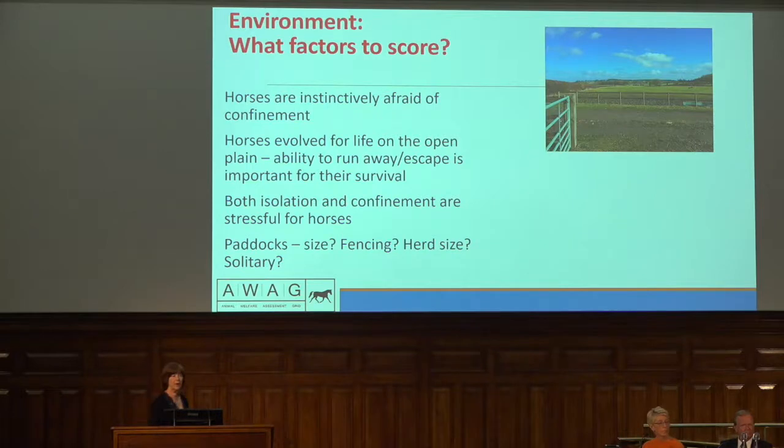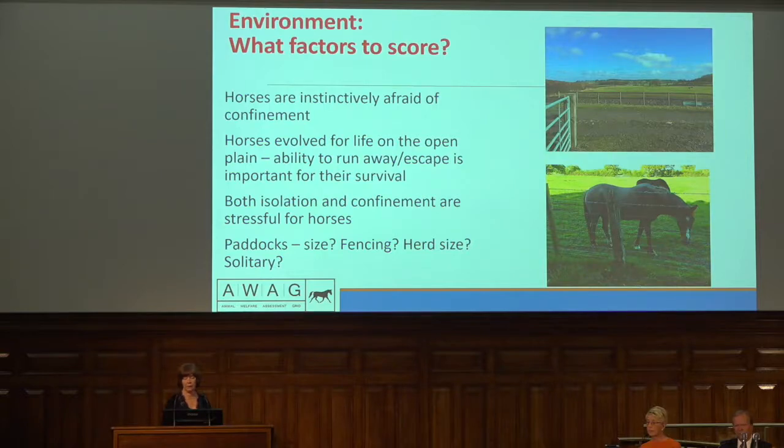And then what about the environment? What factors would you score? Again, for a horse example, horses, of course, are afraid of confinement. They've evolved to live outside in the open plain and run around. And both isolation and confinement can be stressful for horses. So the picture there, we've got a lovely big field, it's really nice, but if the horse is on its own, is it going to be having good welfare if it's on its own?